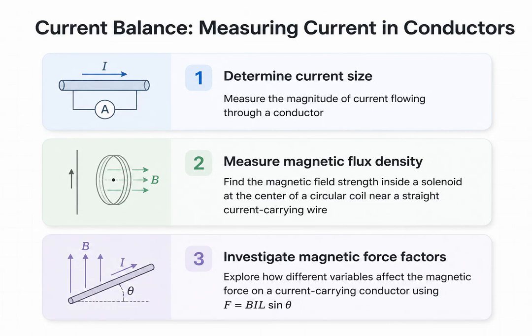The current balance is an instrument designed to accomplish three key objectives. First, it measures the actual size of current flowing through a conductor. Second, it determines the magnetic flux density, that's the strength of the magnetic field, inside a solenoid or at the center of a circular coil near a straight wire. Third, it investigates how different factors affect the magnetic force on a current-carrying conductor. This connects directly to the fundamental equation F = BIL sin θ, where the force depends on the magnetic field strength, the current, the length of the conductor, and the angle between them.